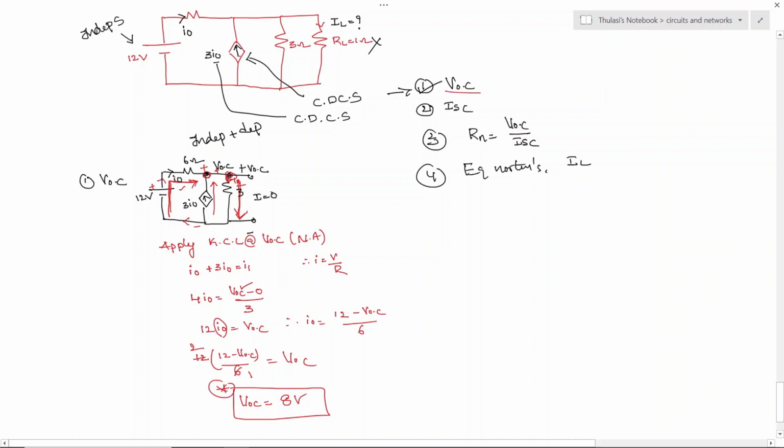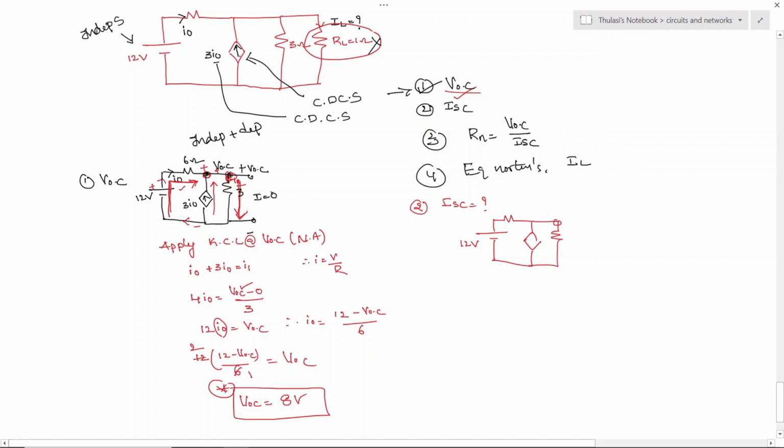In the first step we found VOC, and in the second step I need to find out ISC, the short circuit current. The meaning of short circuit is that we have to remove this load resistor and short circuit those two terminals. So when you perform it, you can see here the network is like this. A small branch, so this is of 12 volts.